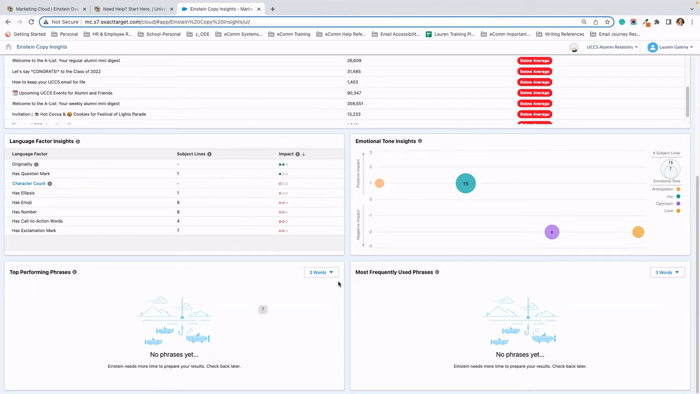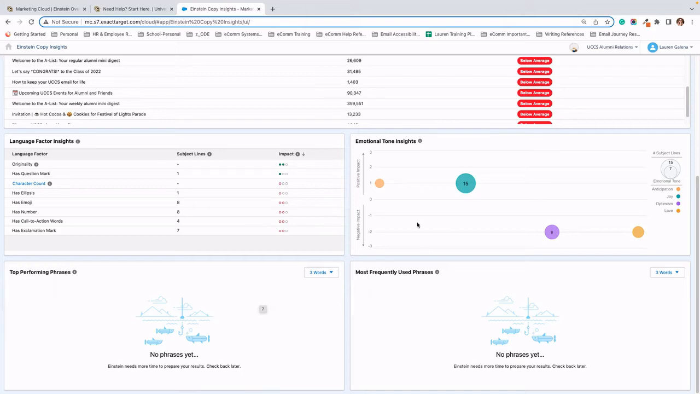Yeah. So something like apply now in your subject line, this insight is suggesting that's bad. That's negatively impacting the engagement rate. Right. Yeah. And just one thing to consider with that, again, it could vary by business unit and over time as more insights are gathered.